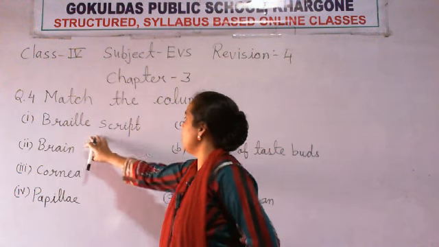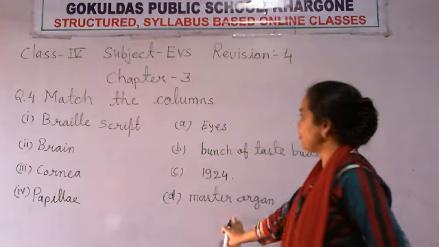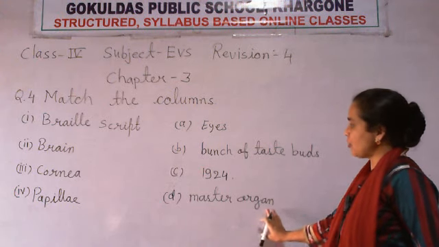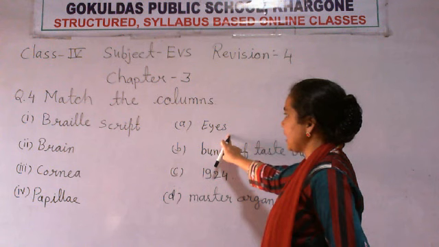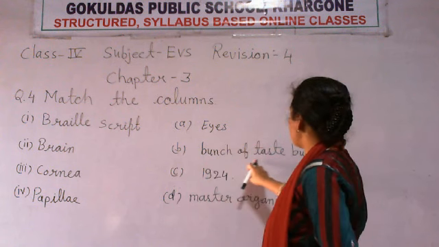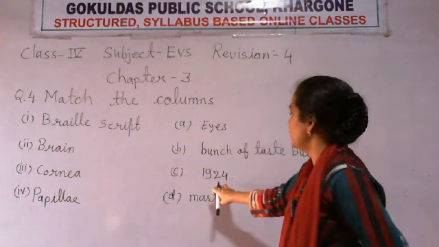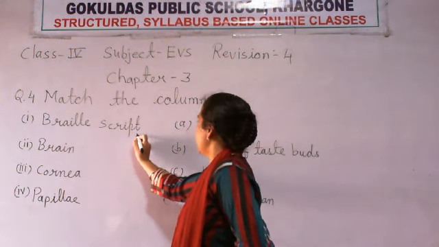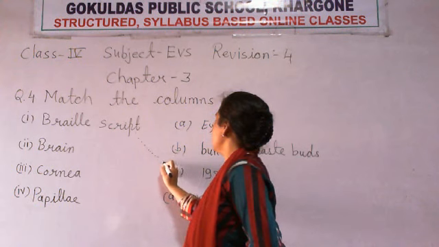Okay? Braille script. How do you match Braille script? Read this side sentences or options. Braille script, eyes, no. Bunch of taste buds, no. 1924, this is the correct option. Number 1 matches with C.